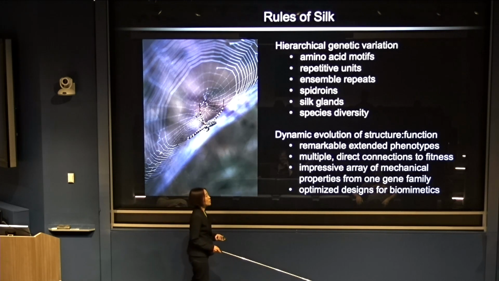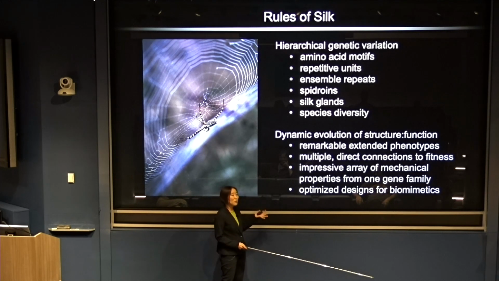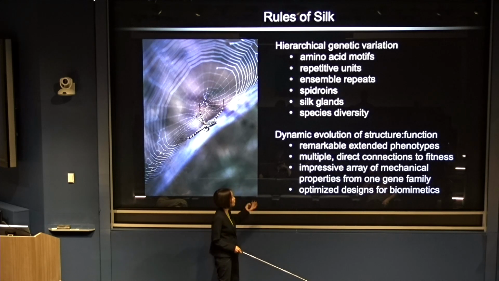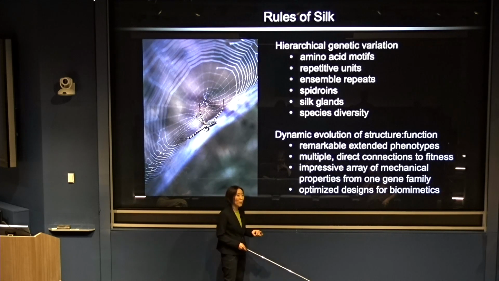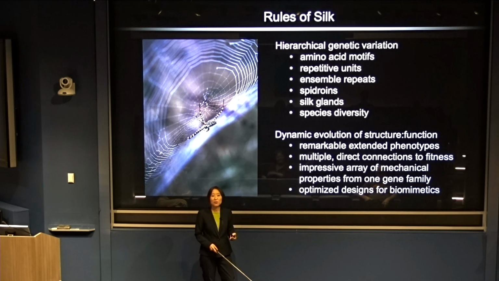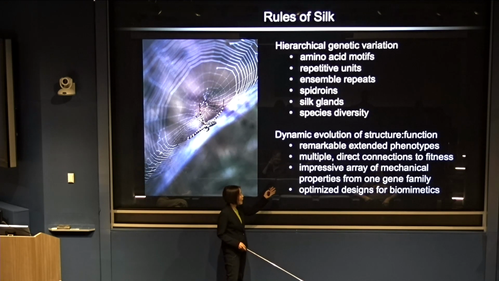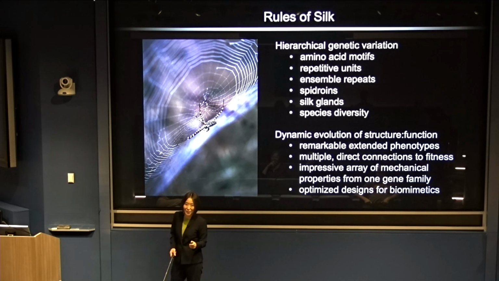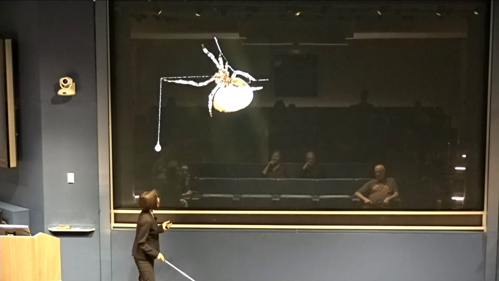So thinking about silk and spider webs, they're these remarkable extended phenotypes, thinking of all the different kinds of selective pressure on webs. We have multiple direct connections to fitness, silks that are used in reproduction, prey capture, protection. They have the different mechanical properties, all from just a single gene family. And we have optimized designs that can be used for biomimetics. And so there's a lot of spiders to work on.